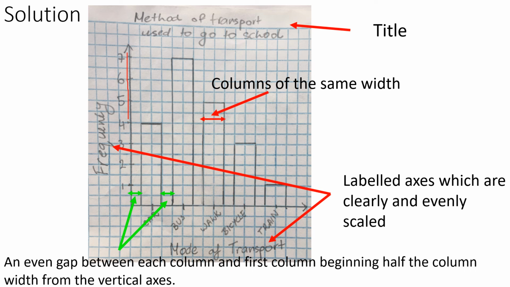You also need to ensure that your data points are exactly halfway between your bars. So as you can see here, I have, for example, bus, which is my mode of transport. It is exactly halfway between the two ends of the bar. So exactly halfway. So when you're drawing your bar chart, just make sure you have all of these points ticked, because otherwise you will unfortunately lose marks.